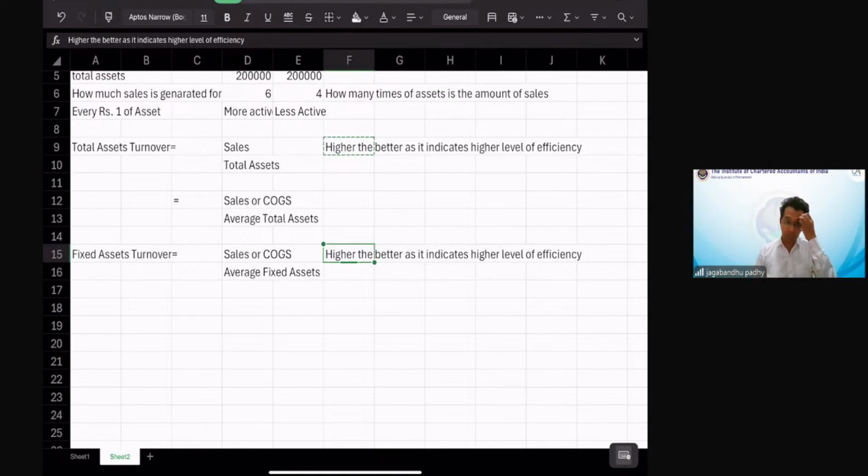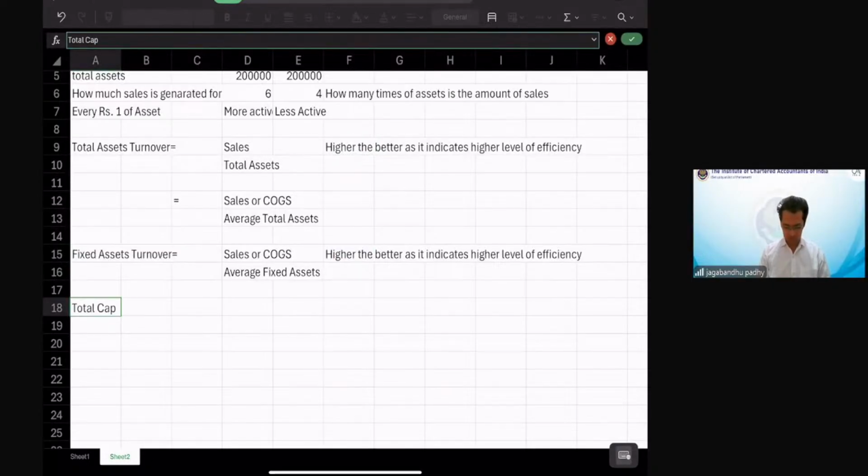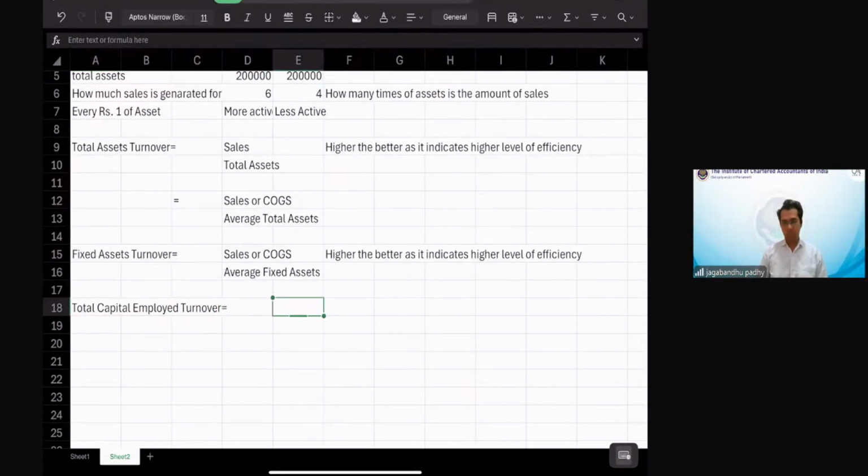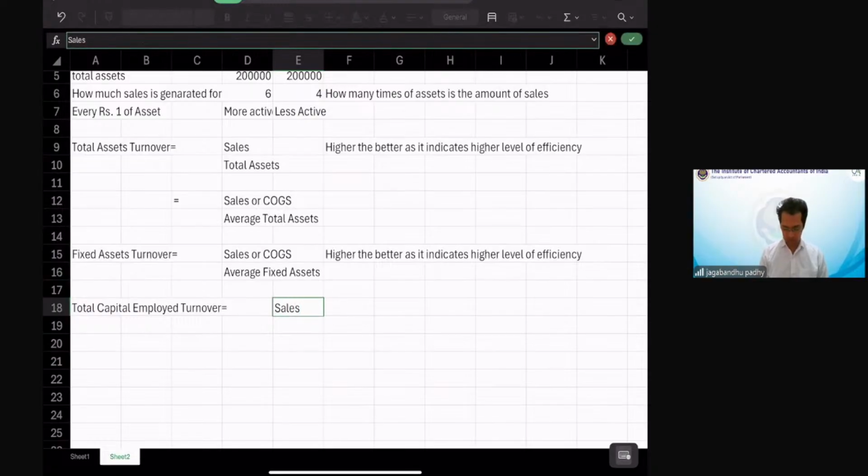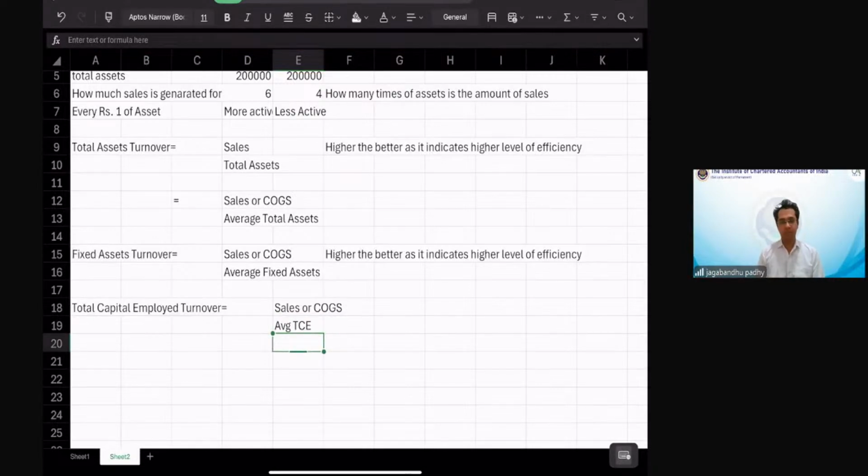Now, same way if I ask you, what will be total capital employed turnover? Total capital employed turnover. This is going to be same way sales or COGS divided by average total capital employed.